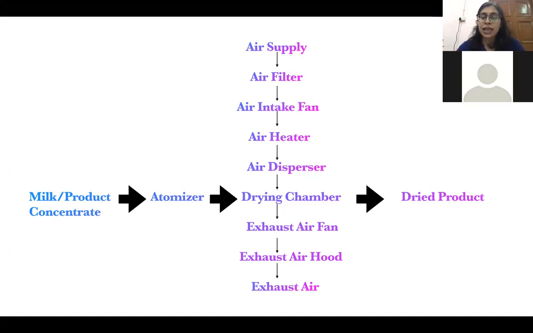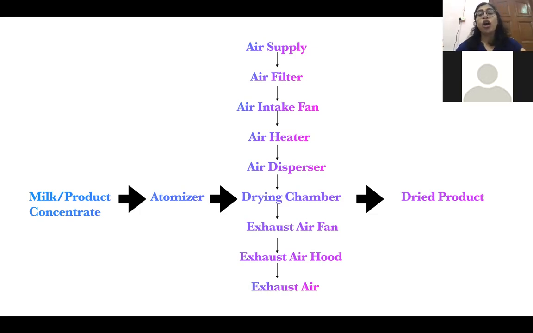Air is taken inside the chamber. First the air crosses an air filter so that particulates or pollutants can be removed. Then this air from the outer environment is taken inside the drying chamber with the help of an intake fan. The intake fan creates a negative pressure, and as a result air moves from the outer environment inside the chamber. Clear? Then this air is heated. After heating, it is dispersed into the chamber with the help of an air disperser. So now the heated air enters the drying chamber. Till this point, everything is clear? Yes, ma'am.